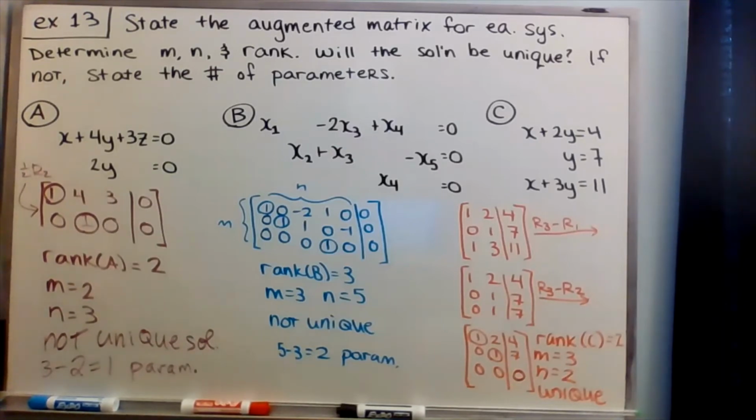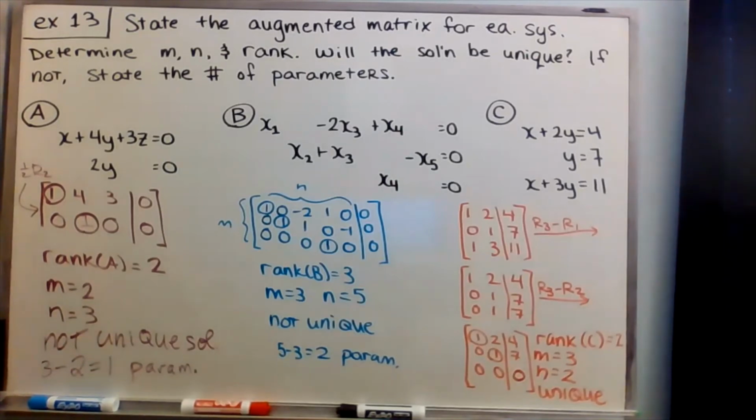So I circled the leading entries, those leading ones, and there were 3 of them. So this matrix has a rank of 3. There are 3 rows, so M is 3. And if I cut out that augmented extra column, there were only 5 columns. So there would be 5 variables, which means N is 5. Because the rank is smaller than N, this means that this is not a unique solution. And so we end up with 5 minus 3 parameters, or just 2 parameters.